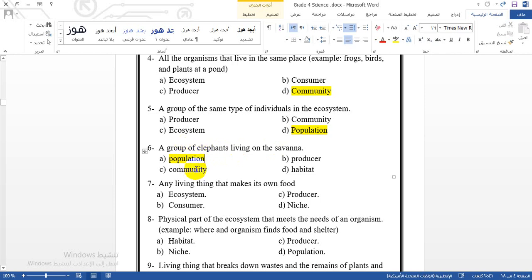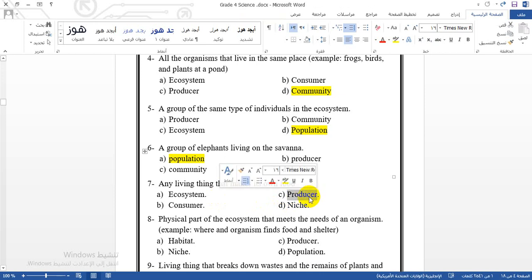This is the population. Okay, number 7, any living thing that makes its own food. If you remember, it makes the process of what? Of photosynthesis. Okay, guys, this is what we call the producer. Okay, plants are what? Producers.